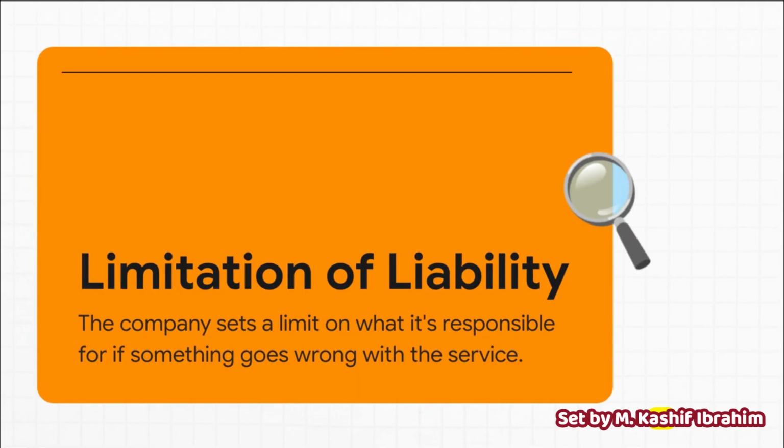Okay, next is a really big one, limitation of liability. This clause is where the company spells out exactly how much, or more likely how little, they're on the hook for if their service messes up and causes you a problem. A little pro tip here, watch out for phrases like, "to the fullest extent permitted by law." That's basically code for we're trying to be responsible for as little as we can legally get away with.